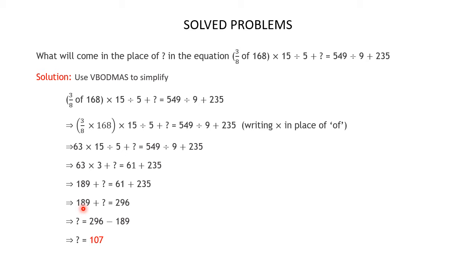Now when you shift 189 to the right hand side, it will become minus 189. So now you have the expression question mark is equal to 296 minus 189. 296 minus 189 is 107. So the value that should come in the place of the question mark is 107. So 107 comes in the place of the question mark in the given equation.